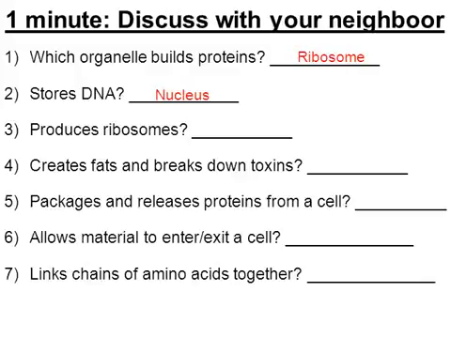Which organelle produces ribosomes? Well, that's the nucleolus. It's found inside the nucleus. Which organelle creates fats and breaks down toxins? Well, that's the smooth ER. Which organelle, number 5, packages and releases proteins from a cell? Well, that's the Golgi body. Remember, they're put inside of a protective vesicle. Number 6, which organelle allows materials to enter and exit a cell? Well, that's the cell membrane, also called the plasma membrane.